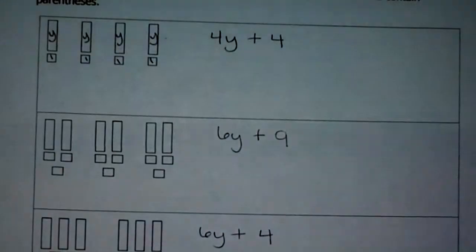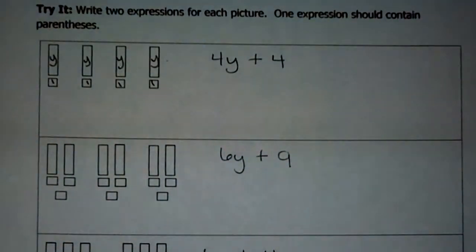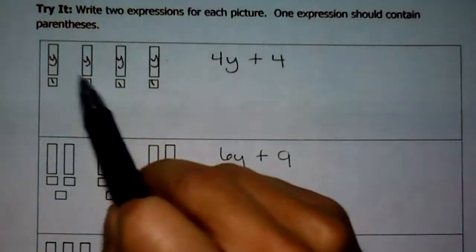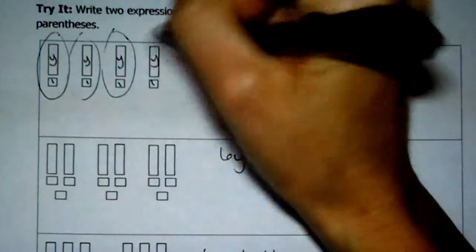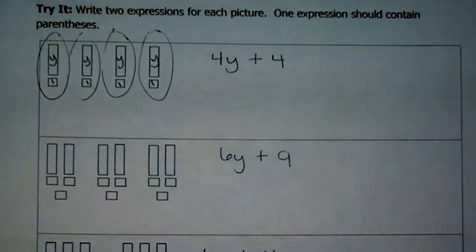So right now we have one expression written for each picture. Now I want us to write a second expression that represents the same exact picture, so it'll have the same value, but I want this one to contain parentheses. So we're going to look at this in terms of groups to help us write this. And I'm hoping that you're seeing I have separated this to make it 4 groups of the same thing. Each group has to contain the same amount.